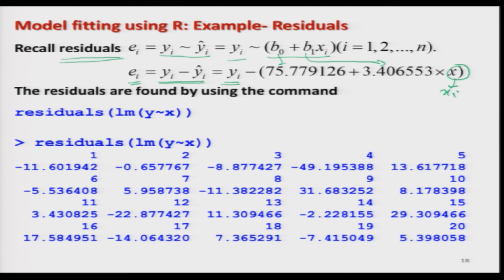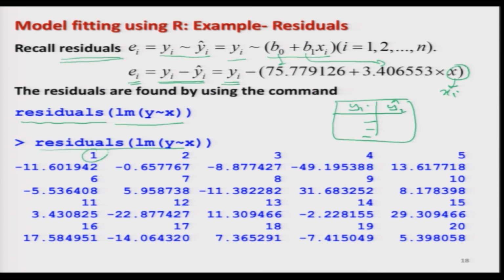So, what we have done? We already have obtained the yi hat also. In the earlier slide we had obtained yi hat. If you try to do it manually, you simply have to take the difference of yi and yi hat. This has been given by the R software using the command residuals, and inside the parenthesis lm y tilde x, and you can obtain these residuals.